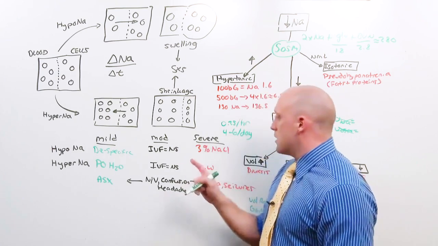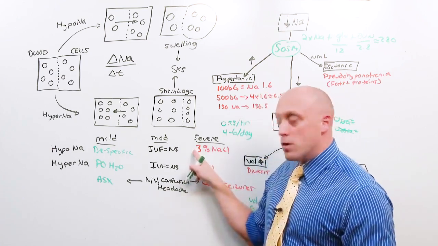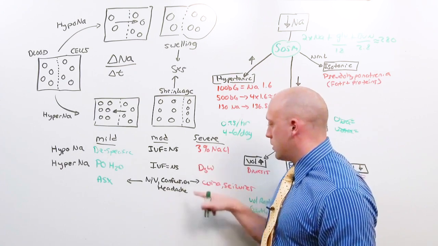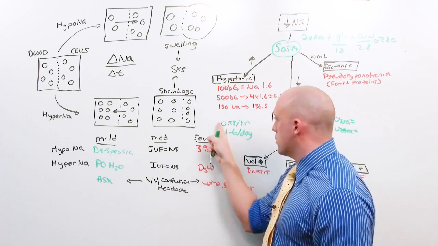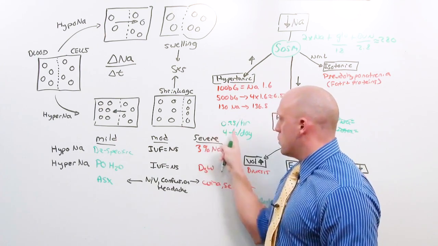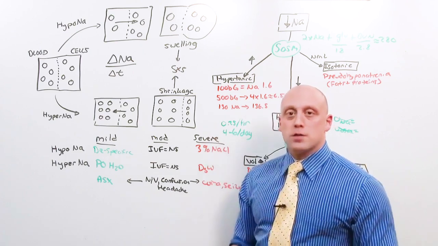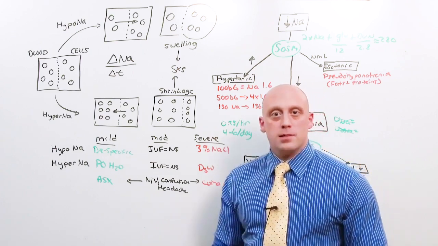The exception to that is in severe. You give them hypertonic saline until they stop seizing. But in general, you want to correct the sodium very slowly, and you don't need a big change to get them out of the symptomatic range. That's sodium.